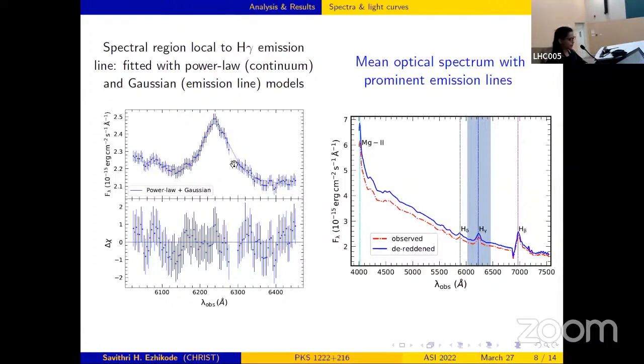Here we fitted the spectral region with a power law model to describe the continuum emission, and a Gaussian line to model the broad emission line, the H gamma emission line. And here is the spectral fit and the residual for this particular observation. After fitting this spectrum, we estimated the optical continuum flux and the broad emission line flux, as well as the related parameters.